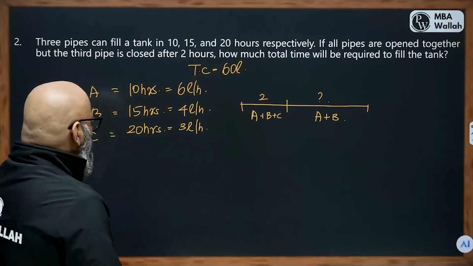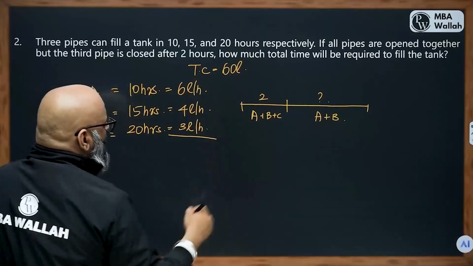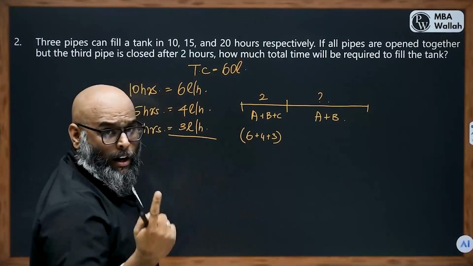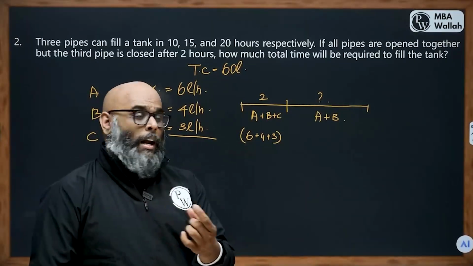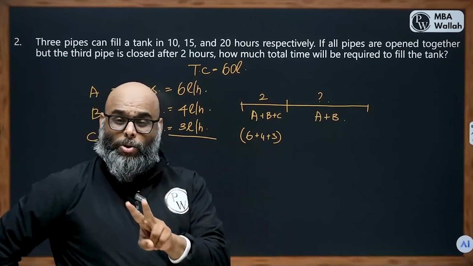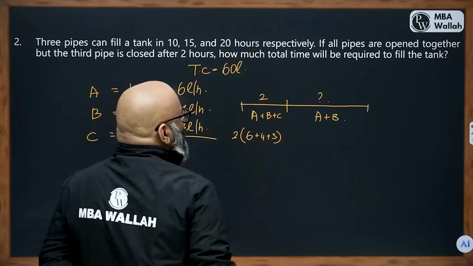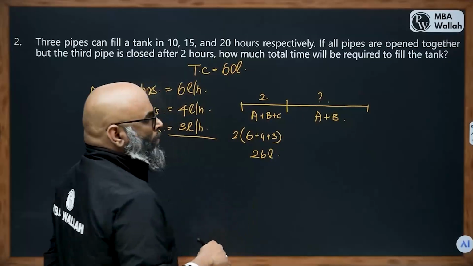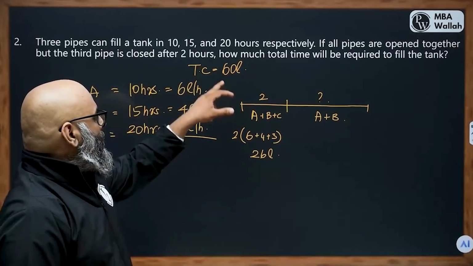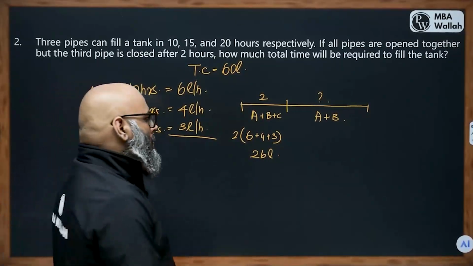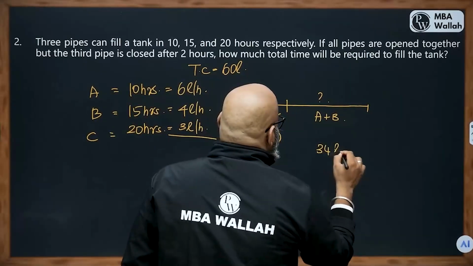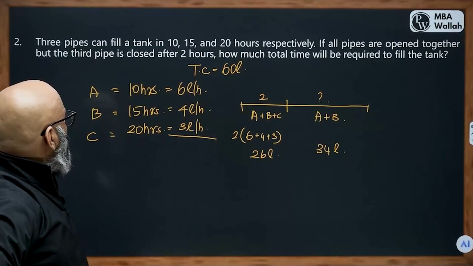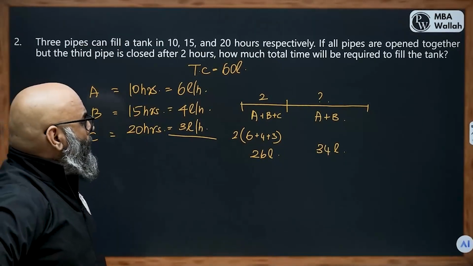Let's find it. If I put all 3 pipes together, that will give me 6 plus 4 plus 3 for 1 hour, that is 6 liters, 4 liters and 3 liters per hour, but they are functional for 2 hours together. That will be into 2. So this will give us 13 into 2, 26 liters filled. So out of 60 liters, 26 liters is done. That means I still have 34 liters to fill. But the question is, how much total time will be required to fill the tank?